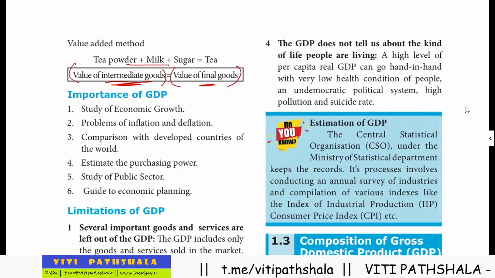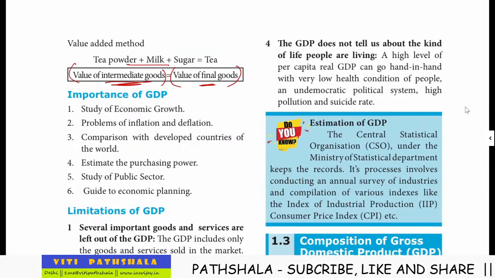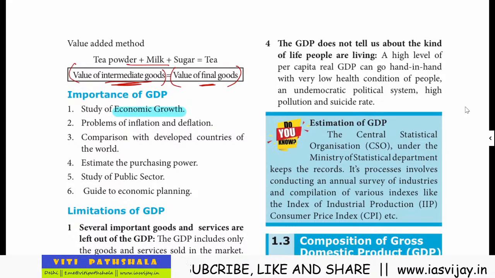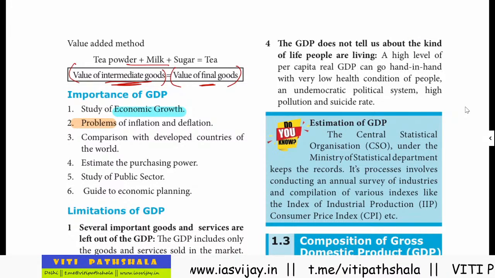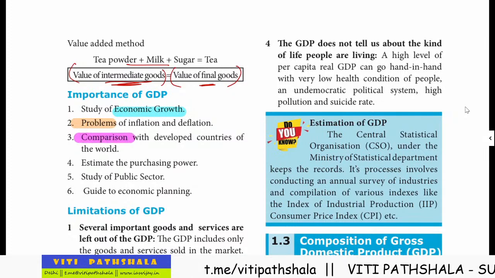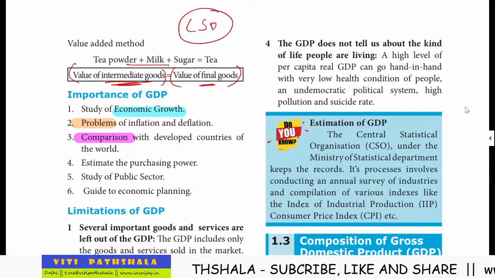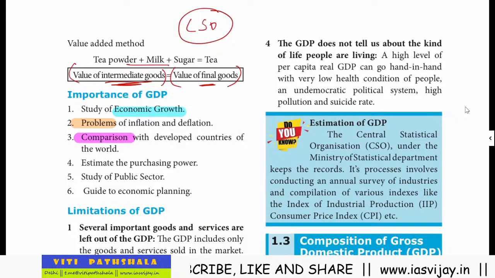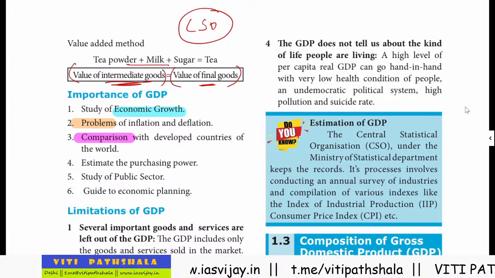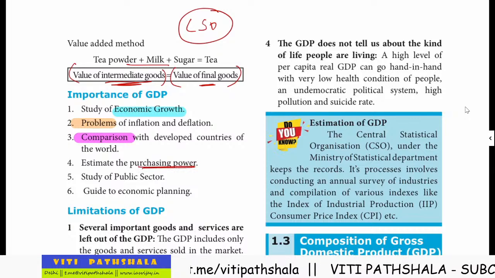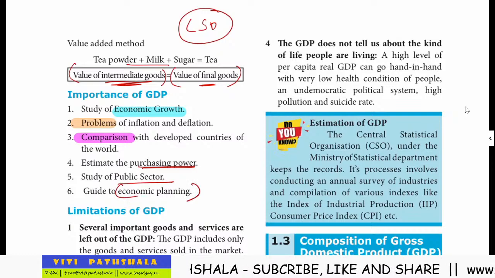Now GDP, why is it important? So, the study of economic growth, how the economy is performing. Then problems of inflation and deflation can be tackled. Comparison with the developed countries of the world. And who calculates the GDP for India? CSO, Central Statistical Office, remember that. Then comes the estimate of purchasing power. Then the study of the public sector and a guide to economic planning.